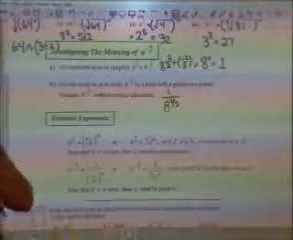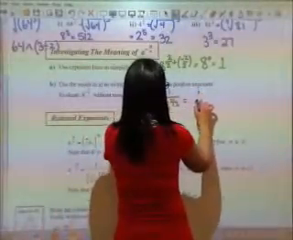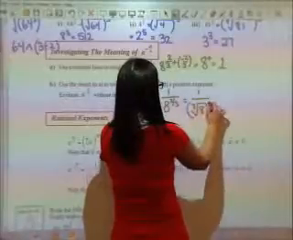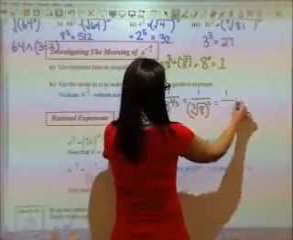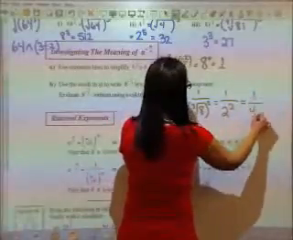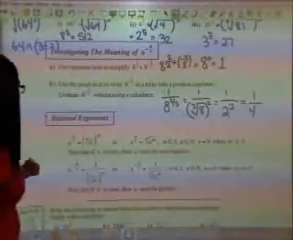So now if I wanted to evaluate this, this would become 1 over the cubed root of 8 squared. Cubed root of 8 is 2. Squared is 4. And again, if you were to check this, you could check this with your calculator.